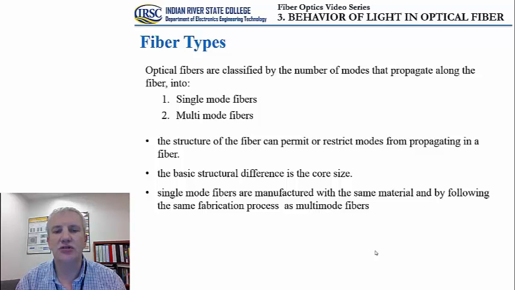The basic structural difference is the size of the core, or the diameter of the core. Single mode fibers are manufactured with the same material as multi-mode fibers, but the difference, as I already said, is the size or diameter of the core of that specific fiber.